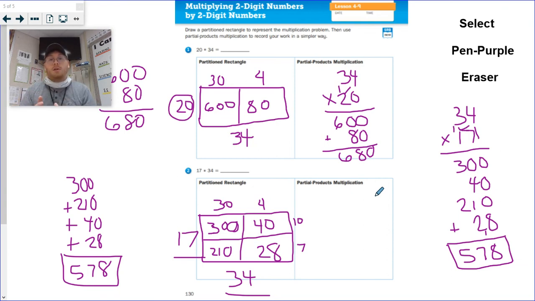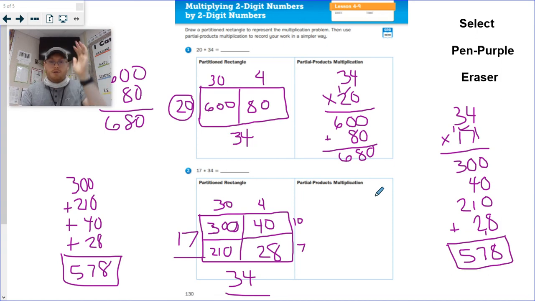Again, very similar to how we did it with a 1-digit by 2-digit, 1-digit by 3-digit, and so on and so forth. However, you got to remember the steps in order to multiply to make it easy for you, okay?